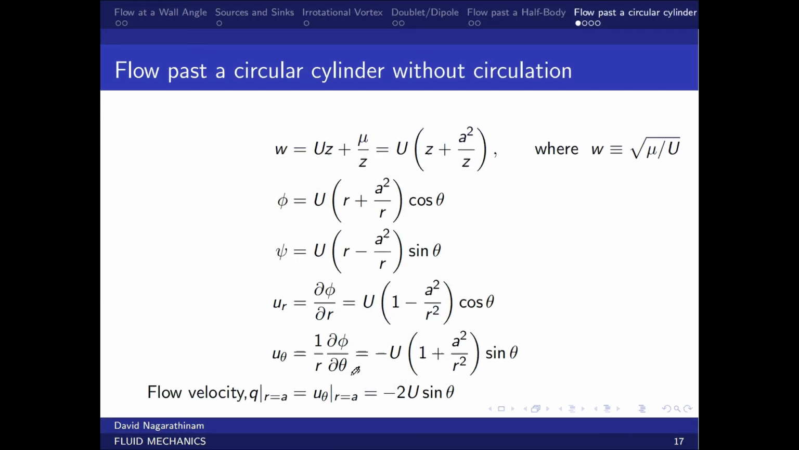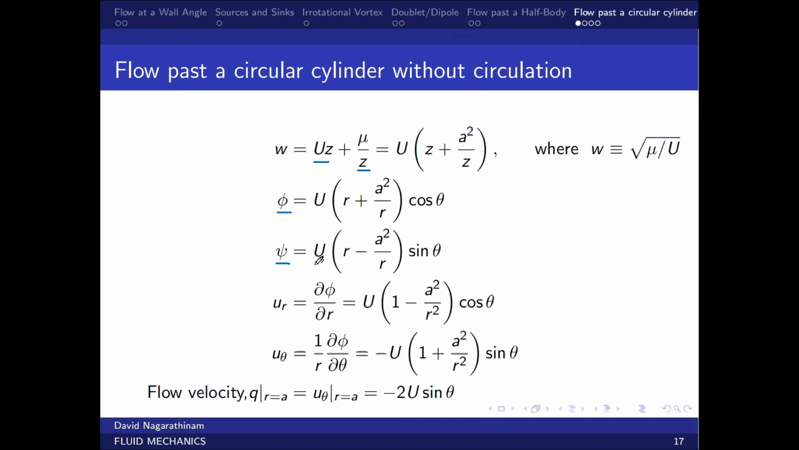Now, let's consider the flow past a circular cylinder without circulation. Essentially, it's going to be a combination of a free stream or a uniform flow and a doublet flow. Under such a scenario, using r theta coordinates, polar coordinates, we deduce this potential function and stream function to be of the form as shown here.